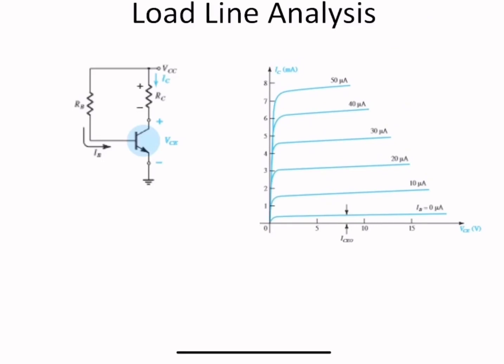For the load line, consider the network and device characteristics as shown. In this network, the transistor used is NPN. It is used in common emitter configuration. IC is the current flowing through the resistor RC. IB is the current flowing through resistor RB. VCC is the collector supply voltage.